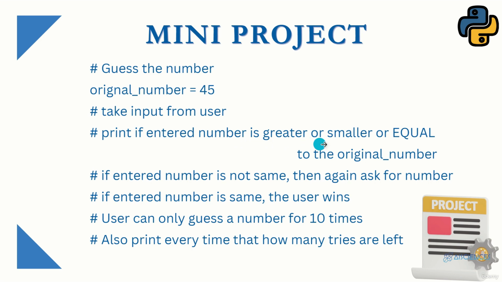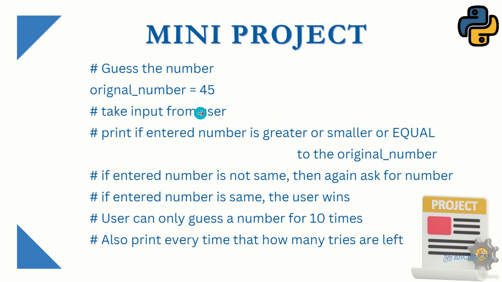On the other hand, if the user enters 10, we should say your entered number 10 is smaller than the original number, which is 45. Obviously, we will not tell what the original number is, but we'll only say your entered number is smaller than the original number. Okay. And the final possibility is equal.